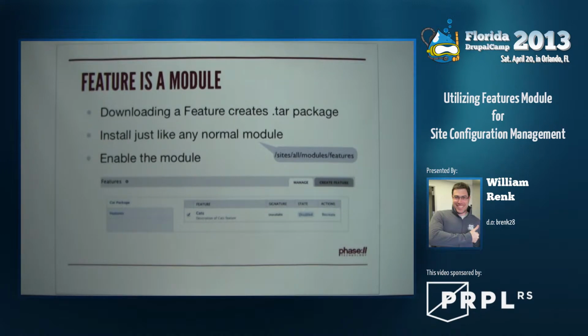If one developer, let's say, is creating the article content type and article views, and others creating an event content type and an event view, they would export those things into a feature, and then when the other developer got it, or if it went into the other environment, all they would do was enable that feature, and they would have the view and the content type.